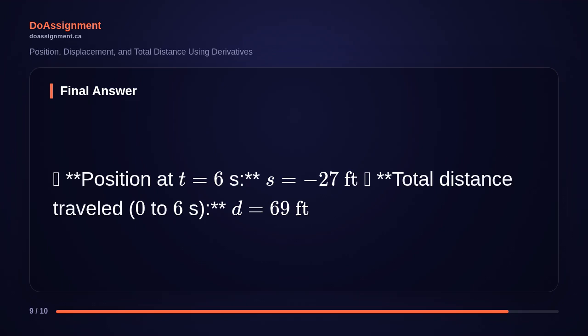The particle's position at 6 seconds is negative 27 feet, meaning 27 feet to the left of the origin. The total distance traveled over the 6-second interval is 69 feet.